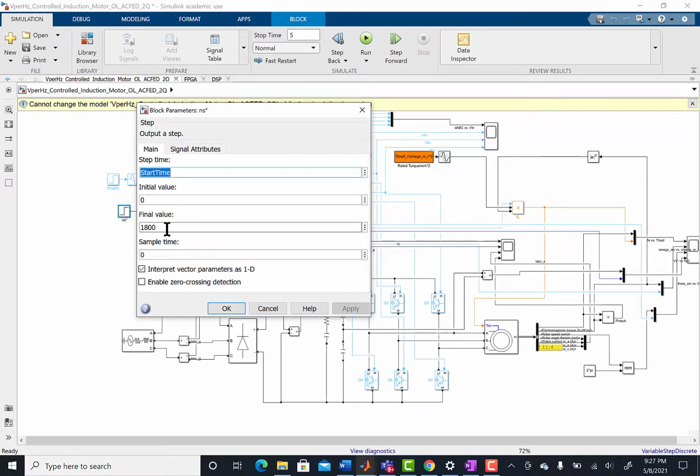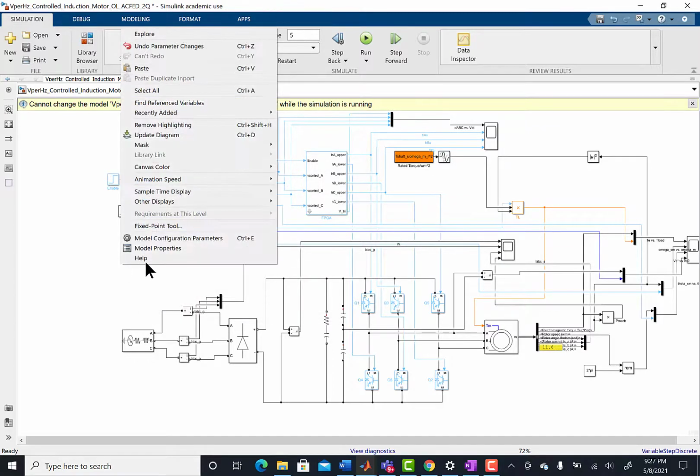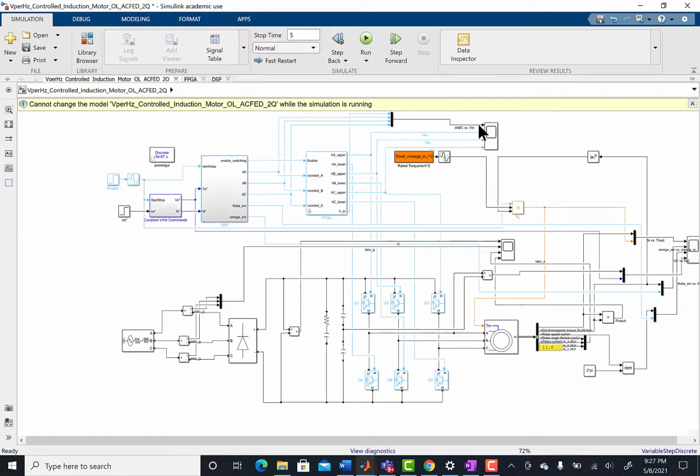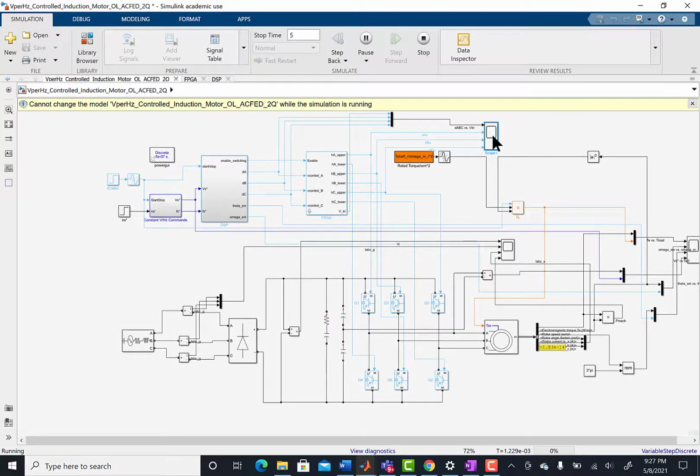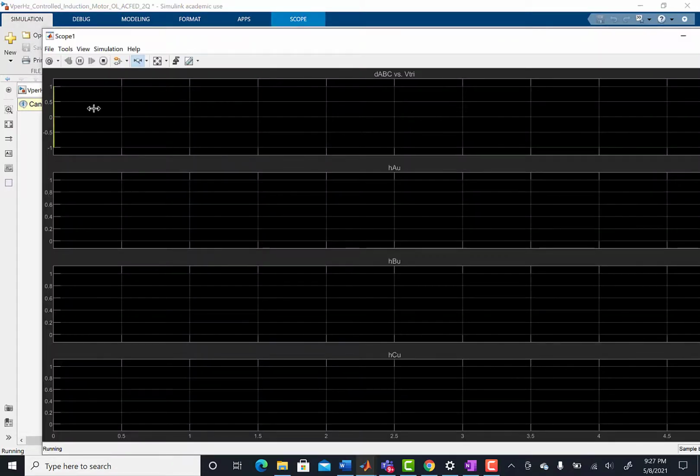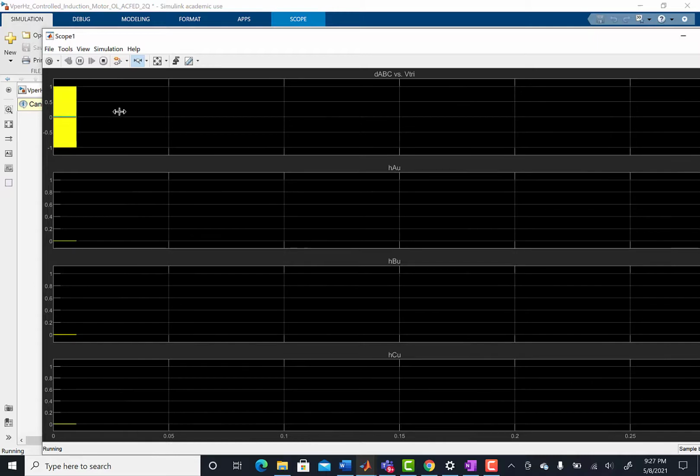Right now I was commanding 1800. Why don't we try 1900? Higher speed. It's going to ask for more voltage at a higher speed because of the constant volts per hertz. And we're going to run it again. I've got to wait until it ramps up.